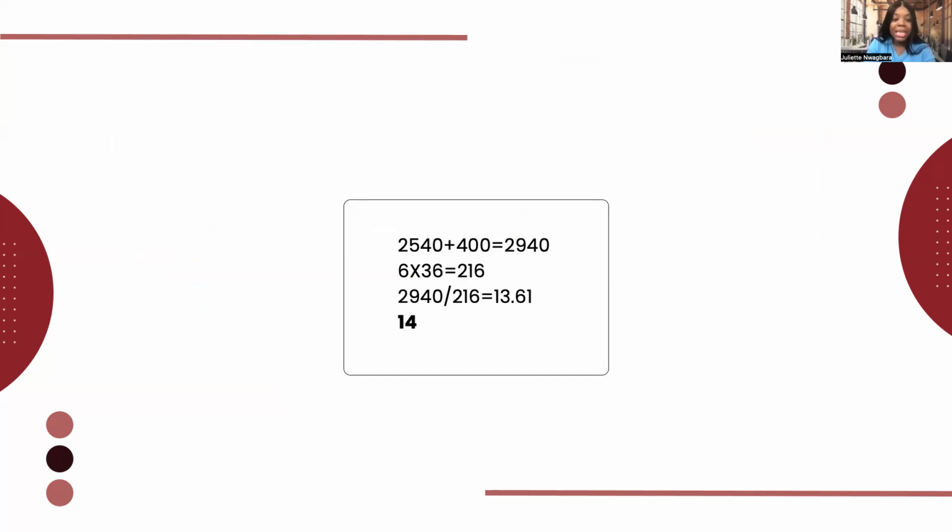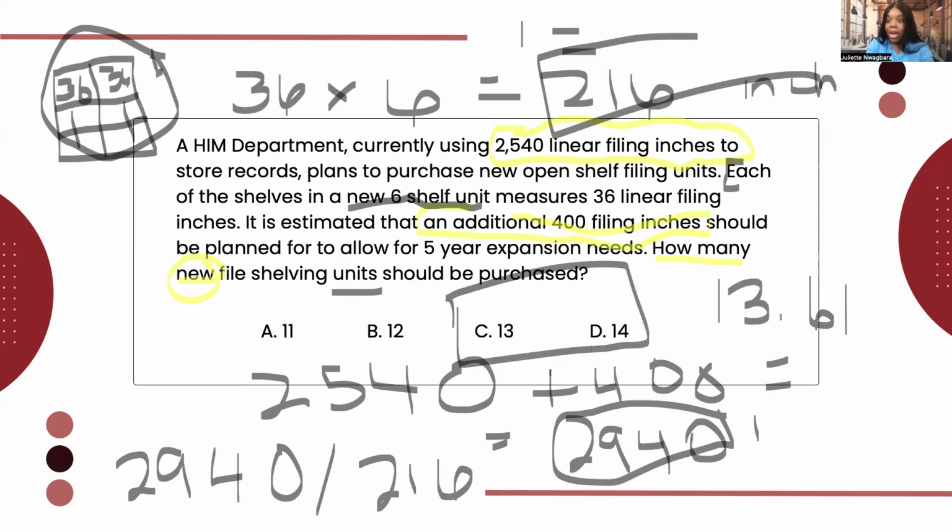That 0.61 needs to be covered. So you have to buy 14 of these shelves to accommodate that 0.61. So that is the answer to this question. That is the math involved. It's very detailed, as you can see. You just have to break it down piece by piece.